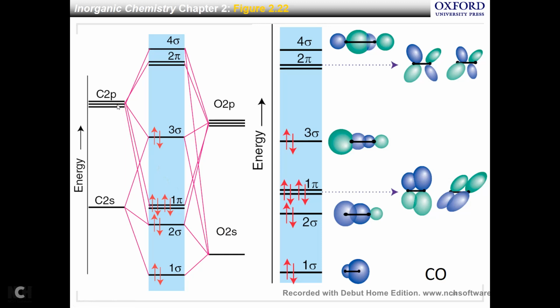Alright, and then, how about the px, py? The px, py from here, px, py from here, they form the pi orbitals. 2 pi bonding orbitals, 2 pi anti-bonding orbitals. Alright, so we have 4 electrons occupying the pi bonding orbitals.